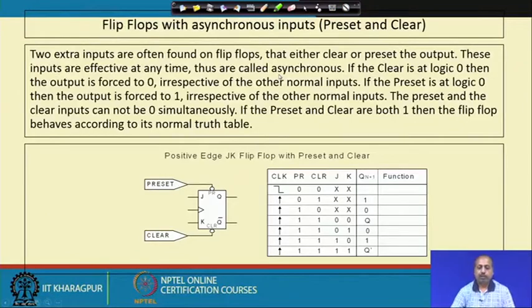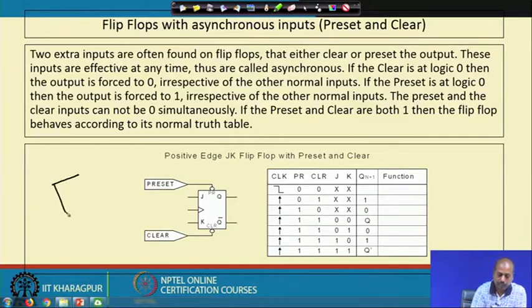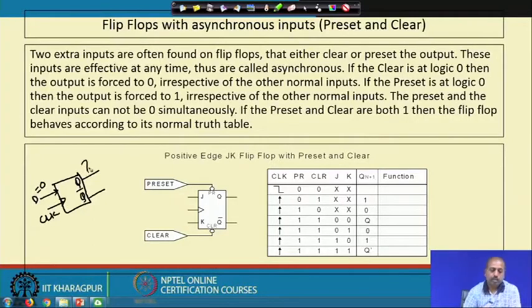So, some flip flops come with asynchronous inputs which are known as preset or clear. Now, one question: suppose I give you one flip flop, and it is of some type, say D type. Suppose this is D, and this is Q and Q bar, and if I give D equal to 0, and there is a clock, then what is the value of Q?